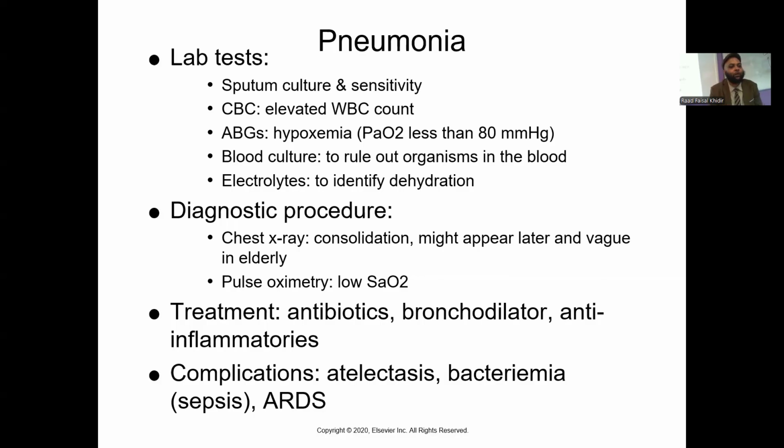Okay. The treatment is antibiotics, since we're dealing with a bacterial infection. We use bronchodilators because once you increase the diameter of the airway, we're accommodating more air, and anti-inflammatories. Complications are atelectasis, which is the collapse of some part of the lung, and bacteremia, also known as sepsis. What is septic shock?